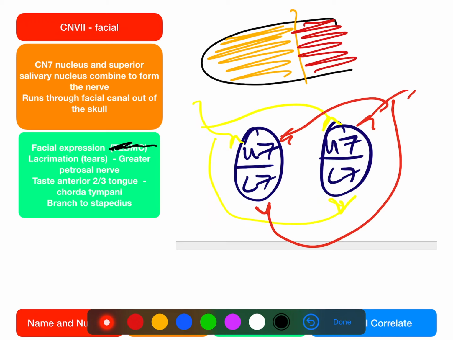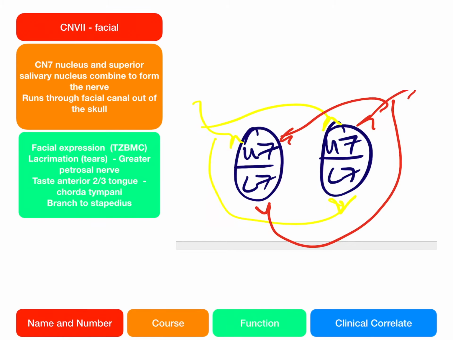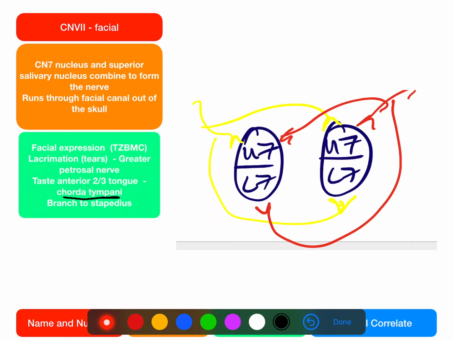Now, tongue always comes up. So 5th nerve is sensory. 7th nerve is taste. So don't forget that. And then, so that's carried in a little structure called the chorda tympani.